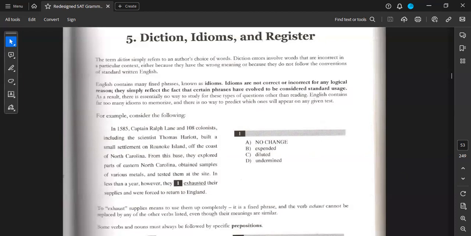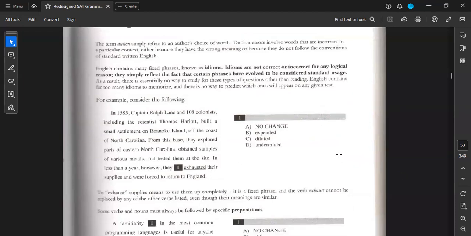To exhaust supplies also just means to completely use up supplies. So in this particular case, the answer is A, just because the word exhaust means to use up supplies, and it can be replaced by any of these other words. The word, let me see how I can explain this.